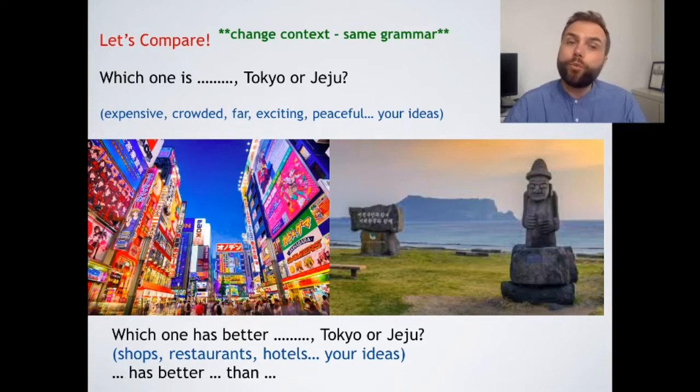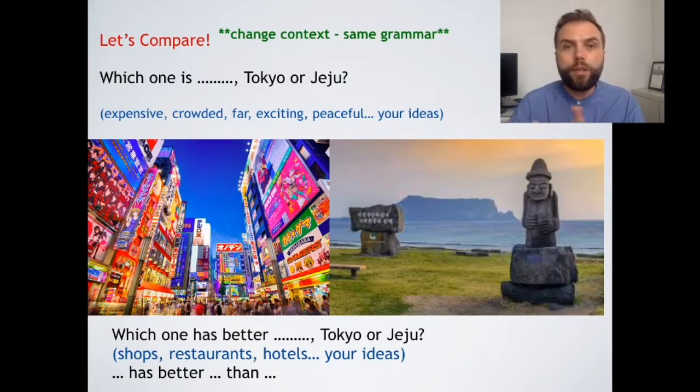Okay, which one is more peaceful, Tokyo or Jeju? The answer is probably Jeju is more peaceful than Tokyo. Okay, so notice I've also got the question form here, so we've expanded from just the basic sentence to including the question form. Okay, there's one more way of using comparison sentence at the bottom. Which one has better, Tokyo or Jeju? Which one has better shops, better restaurants, better hotels, and so on?